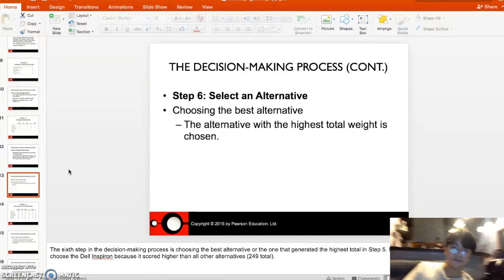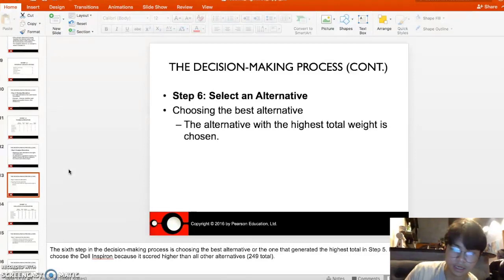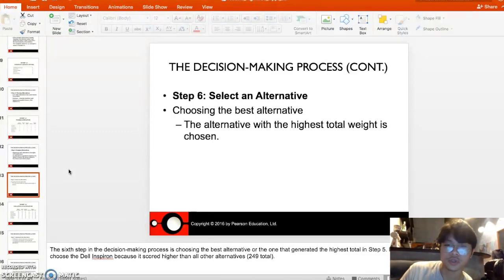Select an alternative. You have to choose the best alternative. You have to sum the scores from steps 2 and 3 to find the best solution to your problem.